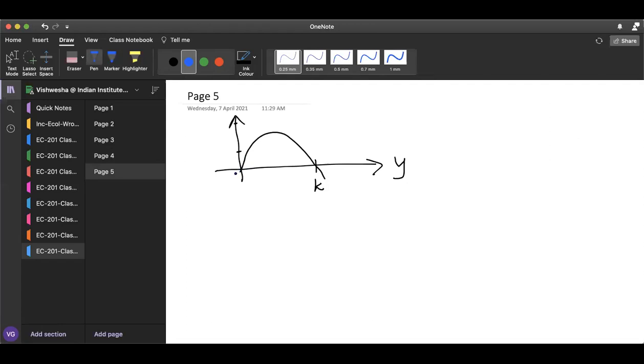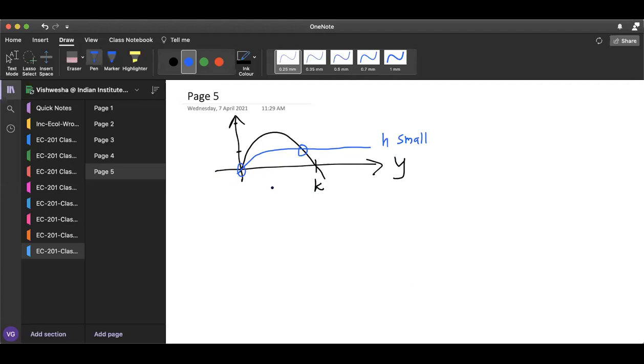So for small values of H, this is how it will look. Do you agree? In the previous case, we had a straight line as the harvesting function. Now we have a saturating function. And wherever they intersect, we have an equilibrium. This is one equilibrium. This is the other equilibrium.